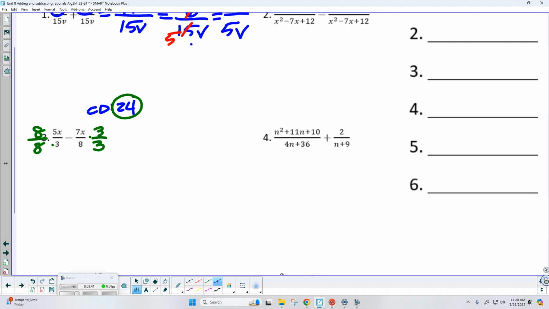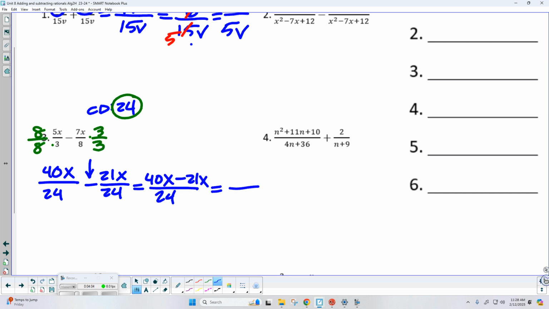So now, what is 8 times 5x? 40x over the 24 minus 7x times 3, 21x over the 24. See, now, once you've got the same denominator, we're going to keep that denominator, but in this case, we're going to subtract the numerators. So 40x minus 21x. So what is 40 minus 21? 19. There you go. So 19x over 24, because 19 and 24 don't share anything besides 1.